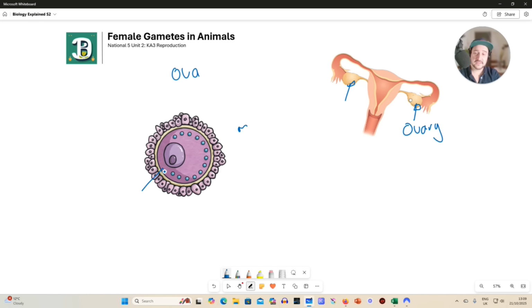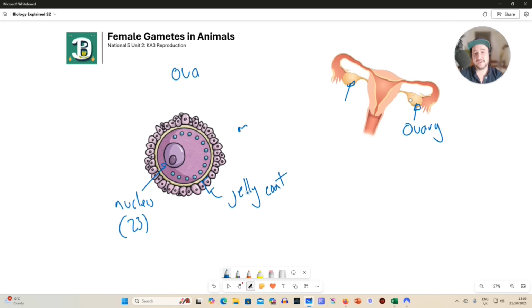It has its nucleus. Again, it has 23 chromosomes only. It's haploid. And then it has this kind of buffer of mini cells around it. For all intents and purposes, at National 5, we call this the jelly coat.